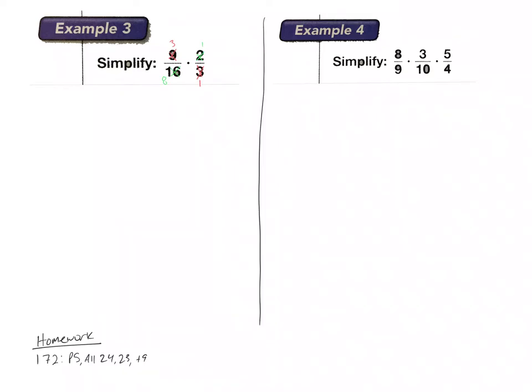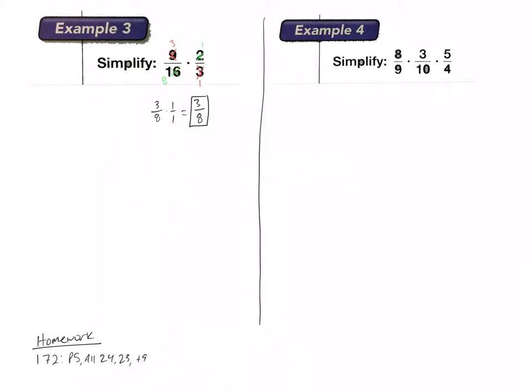So what I've just done is I've changed this fraction up here, that 9/16 times 2/3, into this, 3/8 times 1 over 1. Well, that's pretty simple because I know I multiply the top, 3 times 1, that just gives me 3, and the bottom's 8 times 1, that gives me 8. So my answer is 3/8.